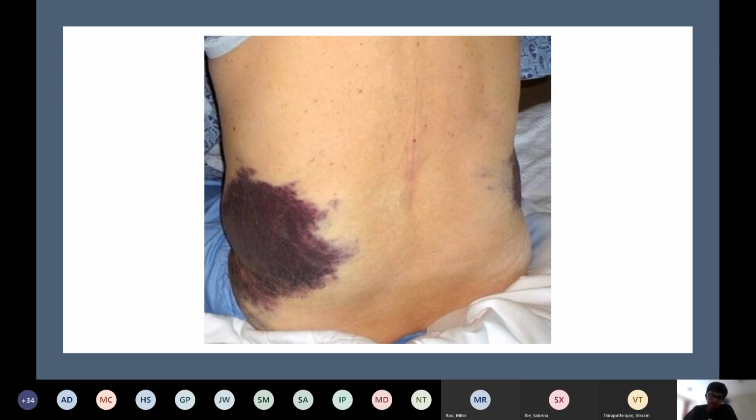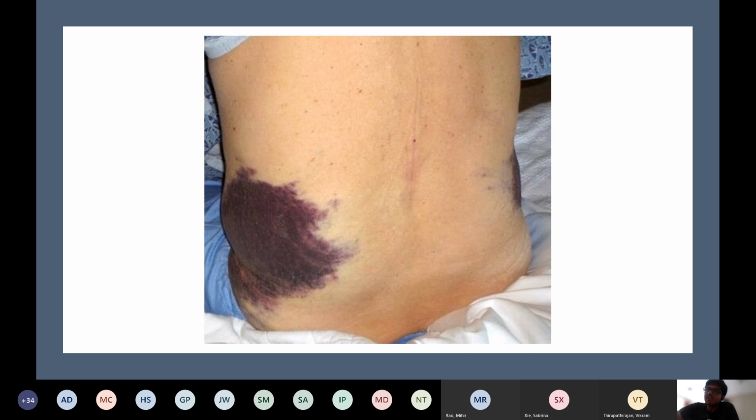So what's the sign? Someone's managed to combine both signs, but yeah, this is Grey Turner's sign. And what's that a sign of? What does this sign show? What does it mean that's going on underneath? Yeah, it's retroperitoneal bleeding. That's exactly what it is.